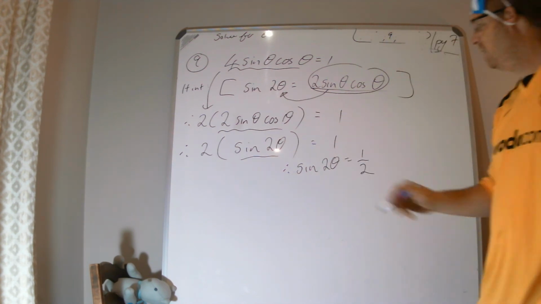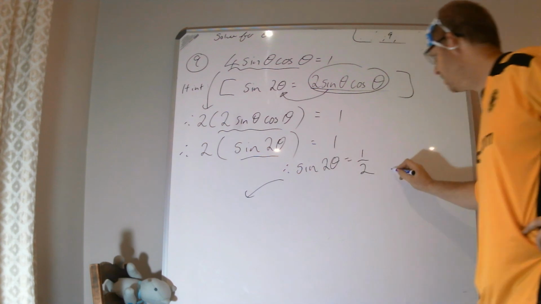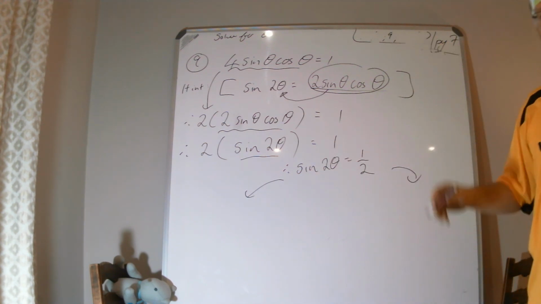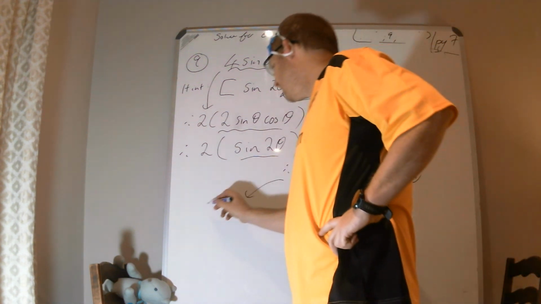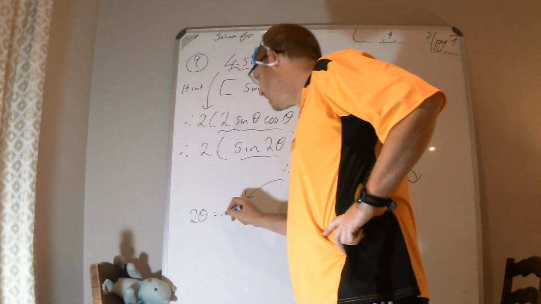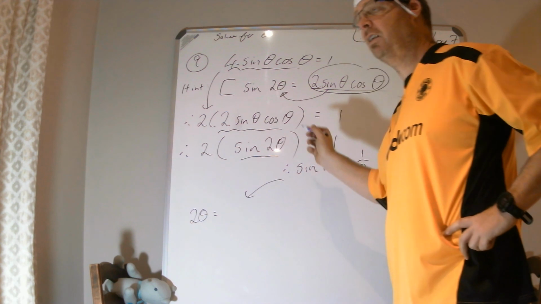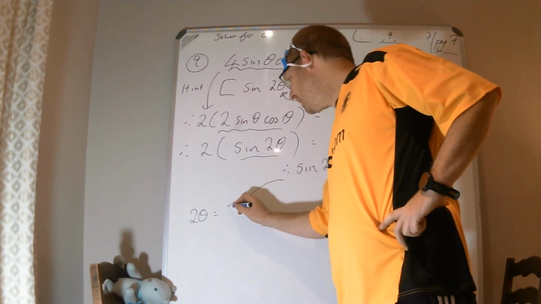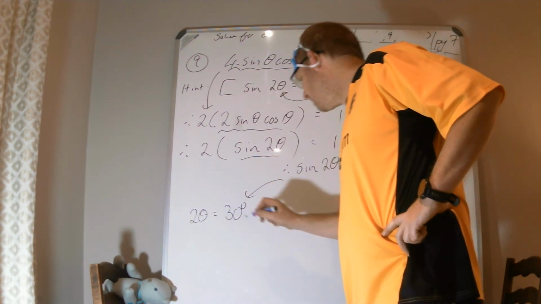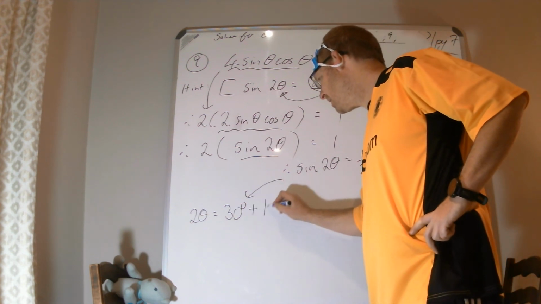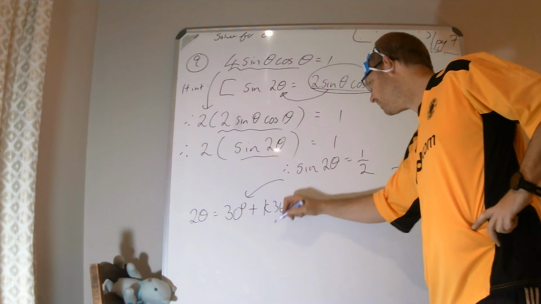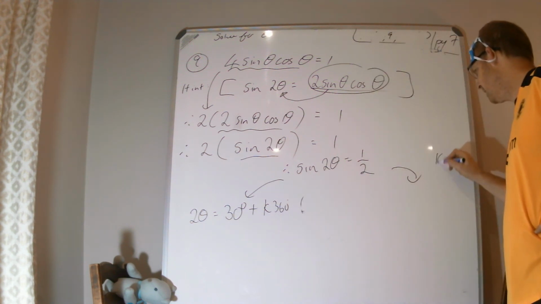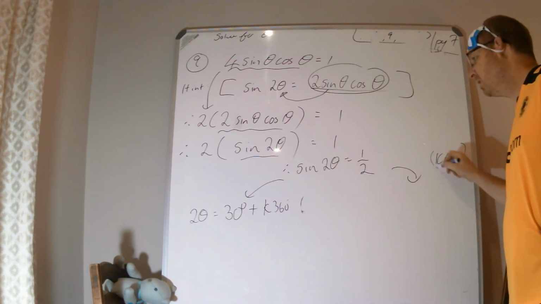And now life is good. You're going to get two solutions for sine. It's going to be the angle on your screen, or 180 minus the angle on your screen. The angle we're solving for is 2 theta in this case. And sine to the negative 1 of a half is what, Bianca? Yes, it's 30 degrees, plus k 360, where k is an integer.